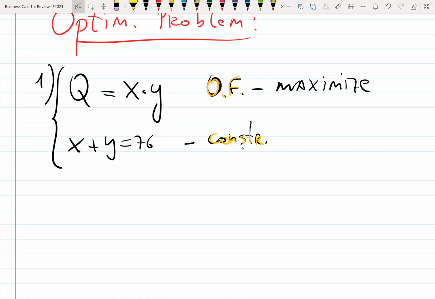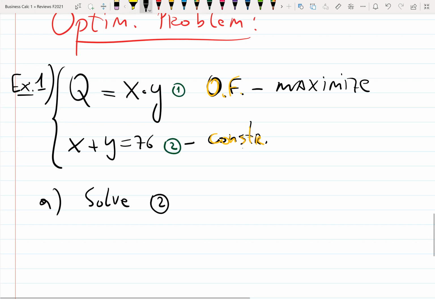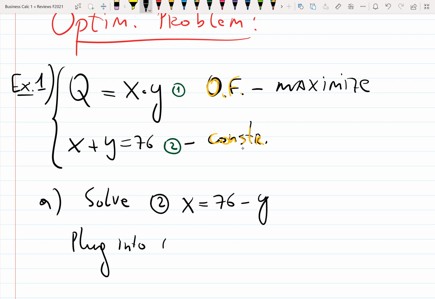Usually we teach you like this. Step 1. This was example 1a. Step 1, solve the second equation. Let me call it equation number 1 and equation number 2. Solve for one of the variables, whatever is easier. In this case, it doesn't matter, so I will solve for x. X is 76 minus y. Plug into Q.